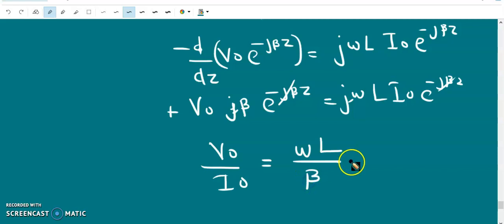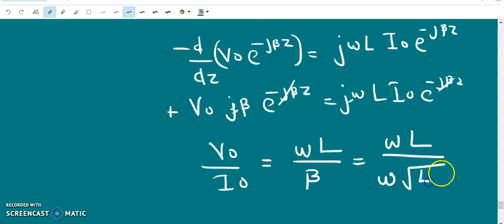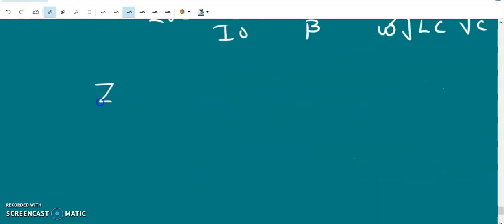So now substitute the value of beta. Omega L by omega root LC, omega cancels, and L by root LC gives the value of the impedance of the medium, Z0. Z0 is equal to root of L by C.